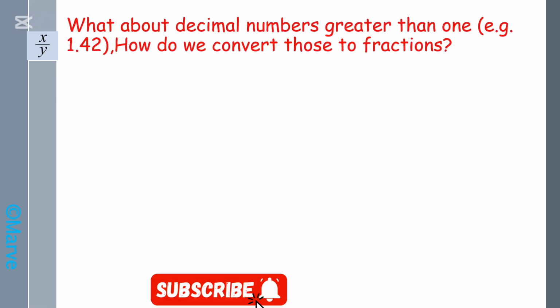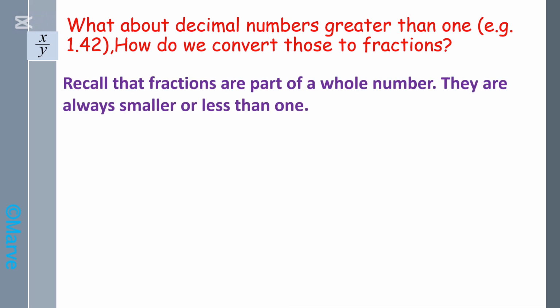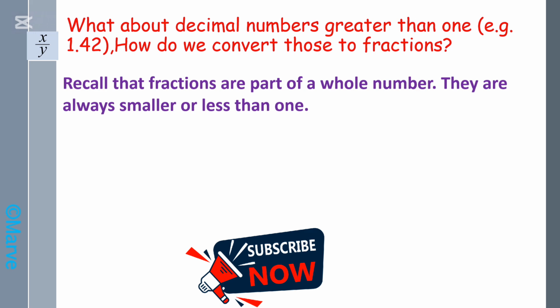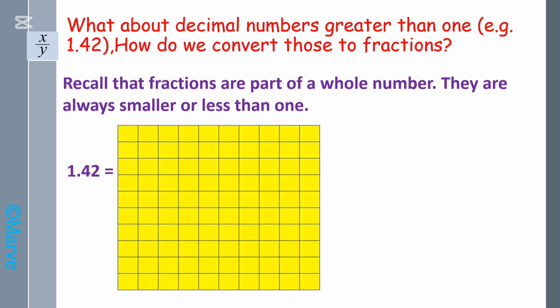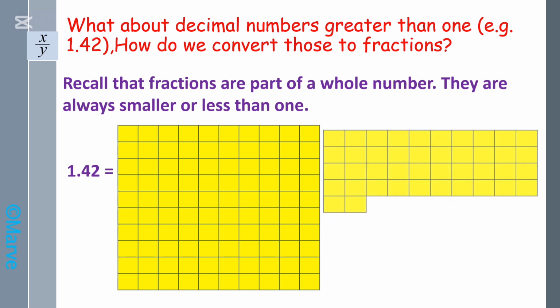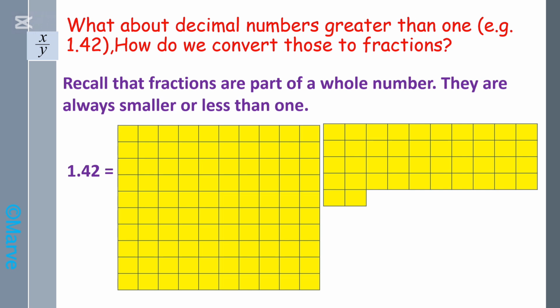What about decimal numbers greater than 1? For example, 1.42. How do we convert these ones to fractions? Now you recall that fractions are part of a whole number. They are always smaller or less than 1. So bearing that in mind, now look at 1.42. So you have a whole, which is 1. This is one whole. And then this is the fractional part, that is 42. Now this is 42 hundredths.